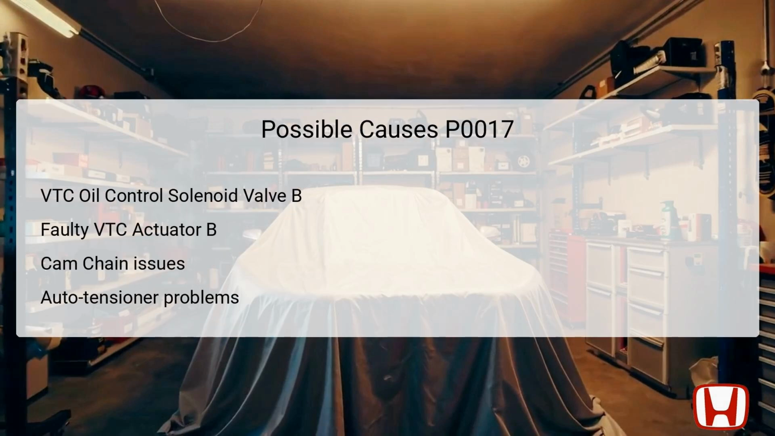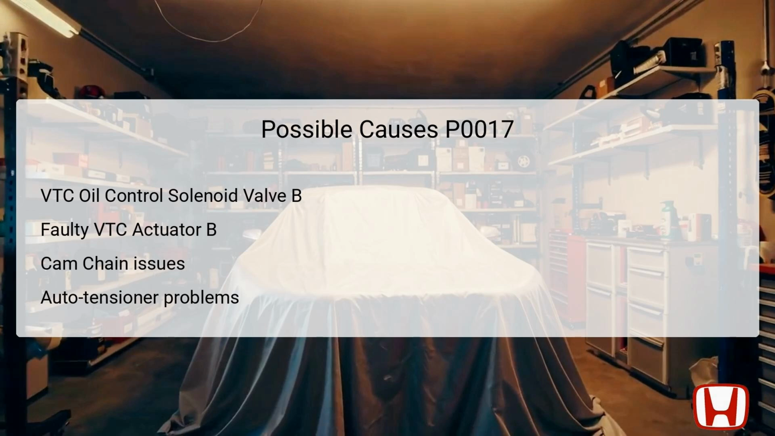Several factors could potentially trigger Diagnostic Trouble Code P0017 on the Honda Civic 2022 Plus. Firstly, a malfunctioning VTC oil control solenoid valve B could disrupt the oil flow needed for the variable timing control, VTC, system, which plays a crucial role in regulating the exhaust camshaft's position. Next, a faulty VTC actuator B could further alter the camshaft's position, causing discrepancies in the timing.